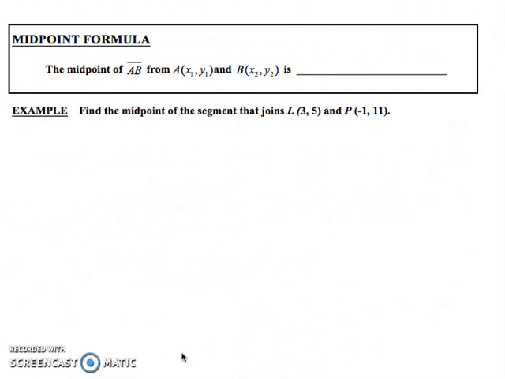The midpoint formula is a formula for finding exactly what it sounds like, a point that is midway between two given points. So I like to think of a midpoint as an average point.